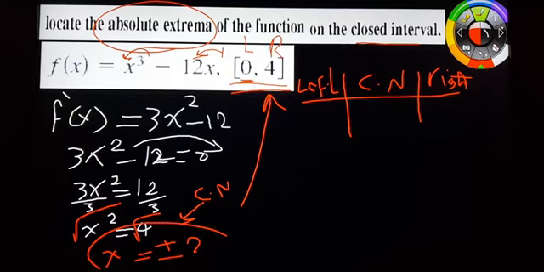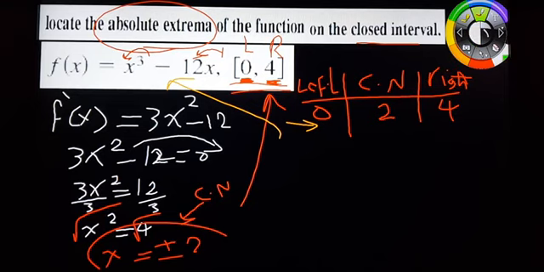So here 0 is the left value and the right one for the closed interval is 4. The critical number is only 2. We said negative 2 is refused because it doesn't belong to the closed interval. Then we will replace all these values in the original function to find the maximum and the minimum values.